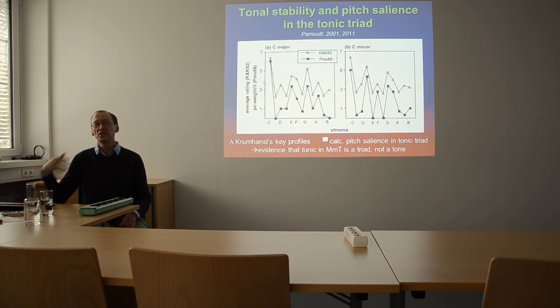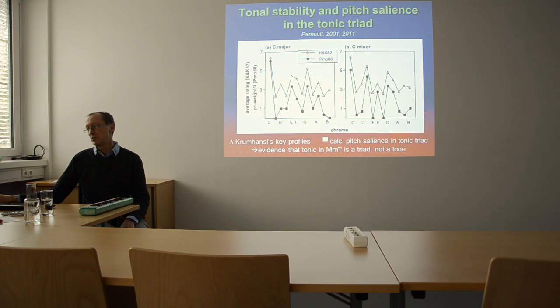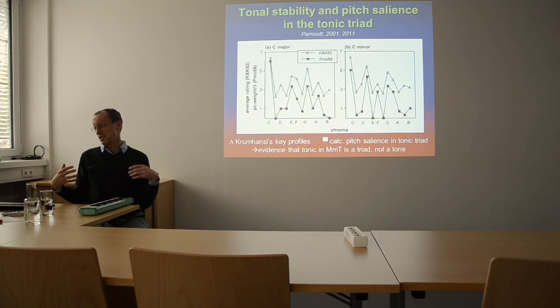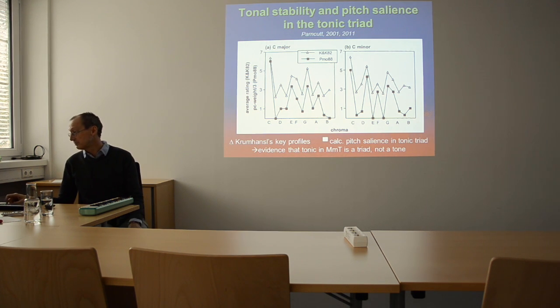And you can do a psychological experiment to find out how stable the pitches are. And this corresponds to how often they happen, right? It's very simple. So here we've got how often a tone happens before or after a chord. And here we have how stable the chord is. And we have some other predictions based on a model, and they're all corresponding to each other. So we think that we've got a simple explanation now for why certain tones happen more often than others.